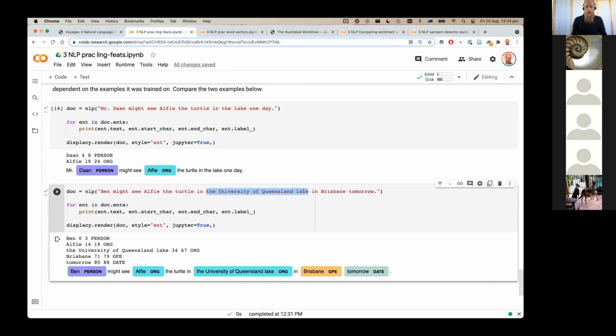The identification of Lake within the University of Queensland organisation is also quite interesting. So something that we could possibly look at is using the bigger model and seeing whether there are more examples in the large model that help the training or help the recognition.